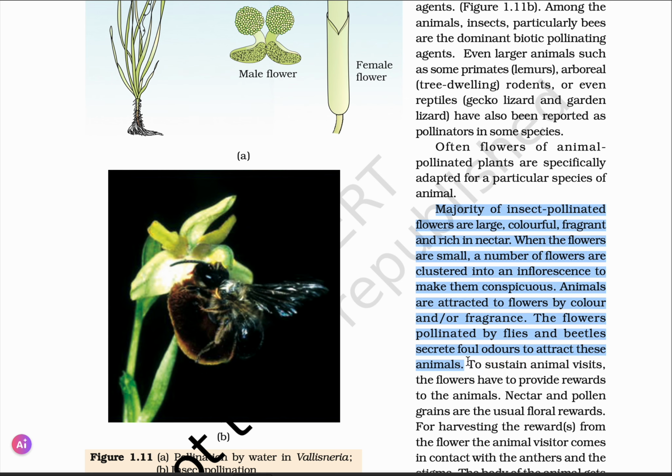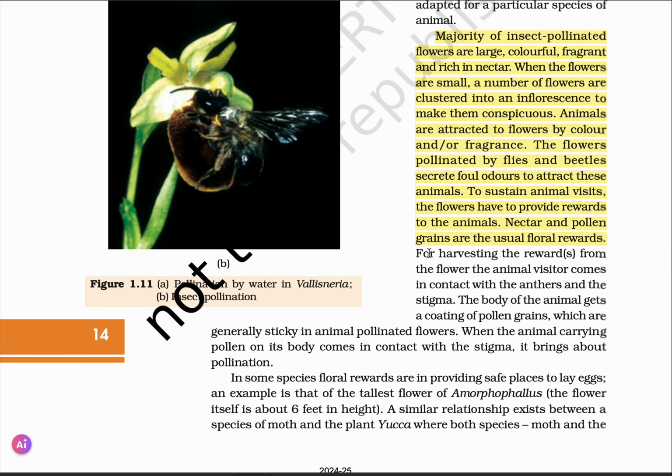To sustain animal visits, flowers have to provide rewards to them, such as nectar or pollen grains. For harvesting these rewards from the flower, the animal visitor comes in contact with the anther and the stigma. The body of the animal gets a coating of the pollen grains, which are generally sticky in animal pollinated flowers, and when the animal carrying the pollen on its body comes in contact with the stigma, it brings about pollination.